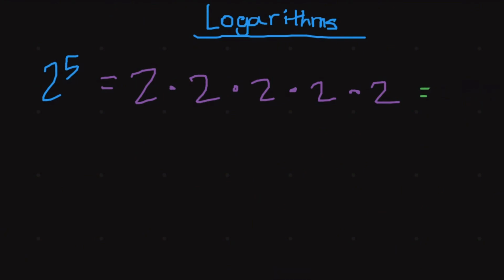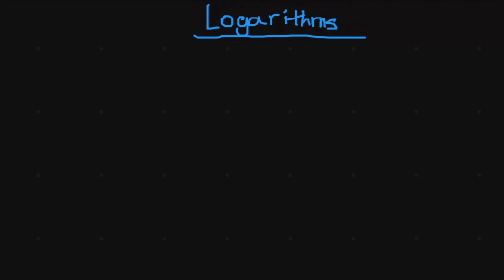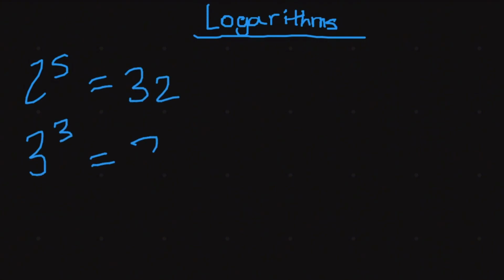So that's really all exponentiation is. It's a really simple topic. Let's try one more problem. So let's say we're given 3 to the 3. This will be 3 times 3 times 3, which is equal to 27.